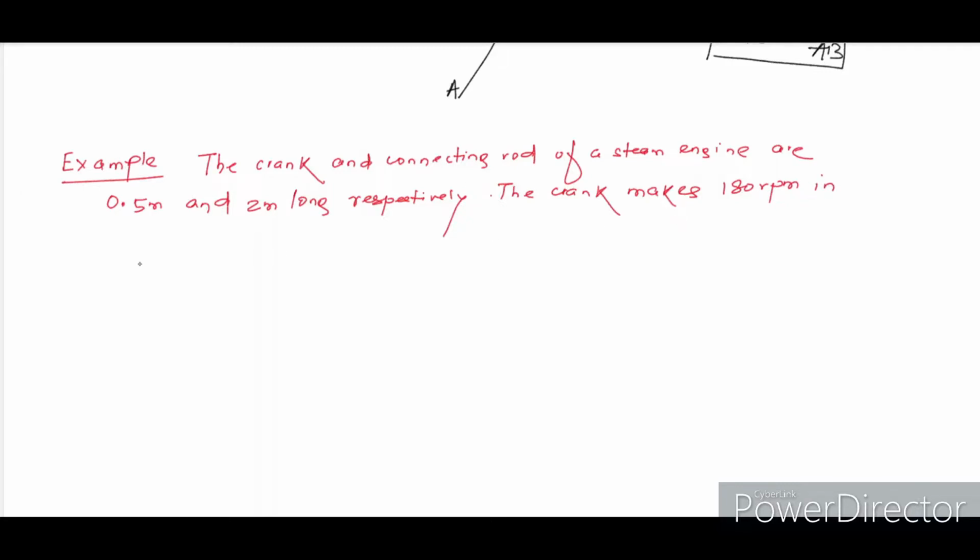Here direction in this type of problem is very much important. So be watchful while reading the question. Here it is given the crank makes 180 rpm in clockwise direction. When it has turned 45 degree from the inner dead center IDC, find the followings.